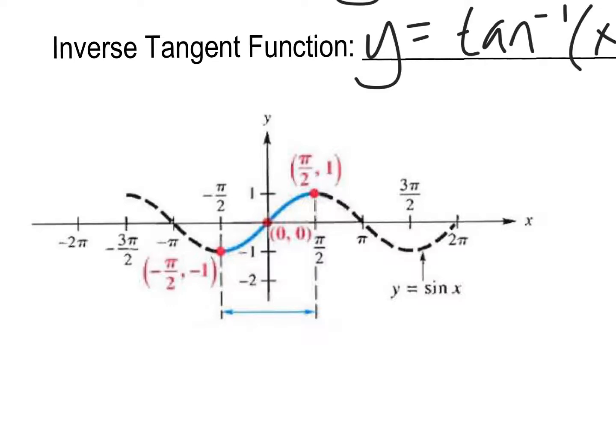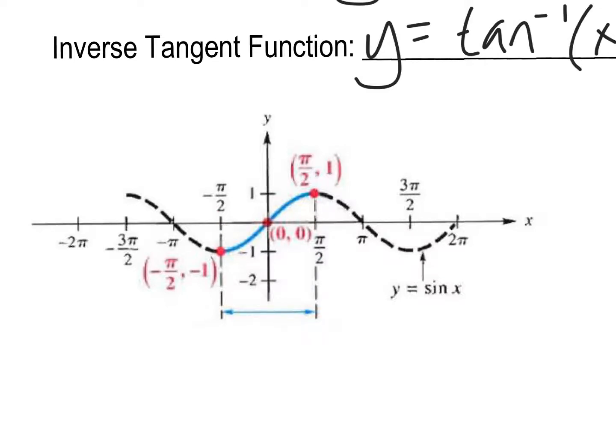So what we're going to do is restrict the domain to only this piece of the sine function so that we can have an inverse that exists. This piece includes both negative values for sine and positive values for sine, which is why they chose this piece. And we're going to restrict it between -pi/2 and pi/2.